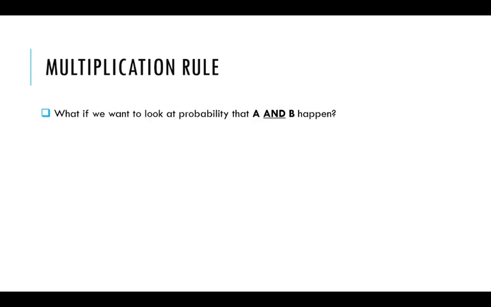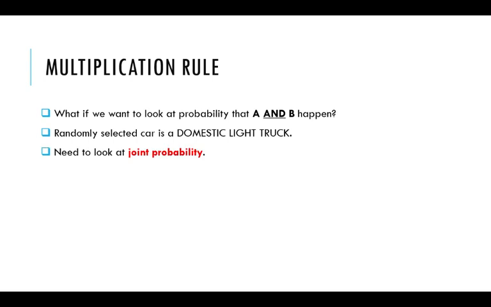What if instead we want to look at the probability that A and B happened? Well, now we have to look at the multiplication rule. So in this case, we'd be saying we want the probability that a randomly selected car is a domestic light truck. It is domestic and light truck. Before we were looking at or. Now we're looking at and. So what we're doing here is looking at what we call the joint probability. And to find a joint probability, we need the multiplication rule.